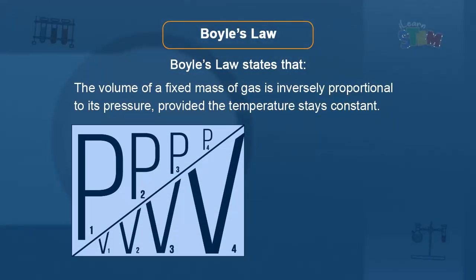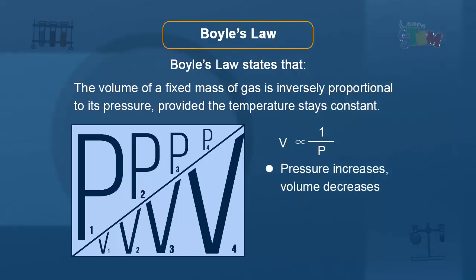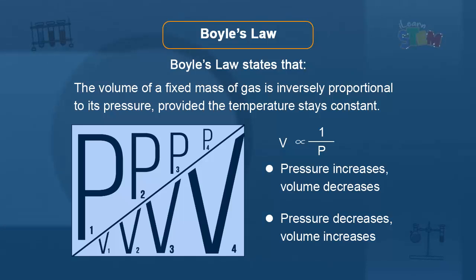Back in 1662, a scientist named Robert Boyle discovered something interesting about gases: how their pressure and volume are connected, especially when the temperature remains constant. Boyle's law states that the volume of a fixed mass of gas is inversely proportional to its pressure, provided the temperature stays constant. In simple terms, when pressure increases, volume decreases. And when pressure decreases, volume increases.